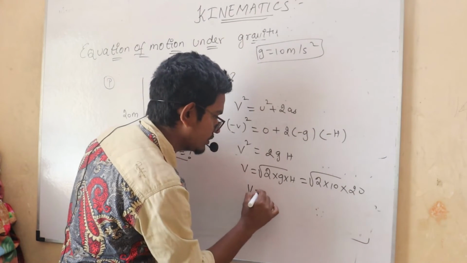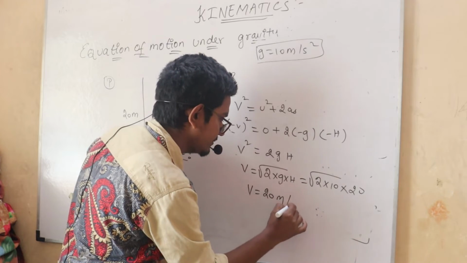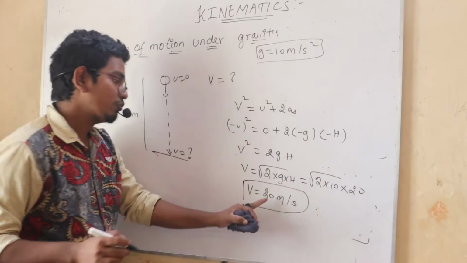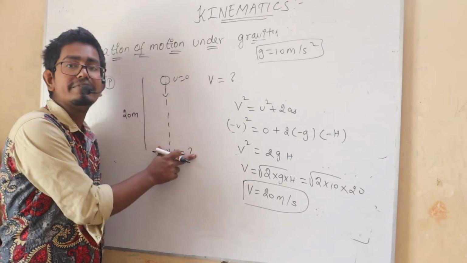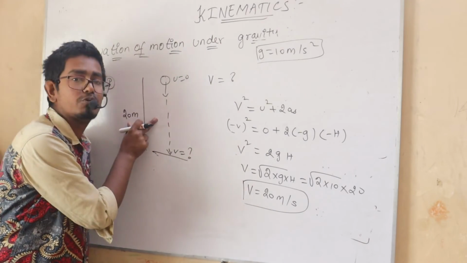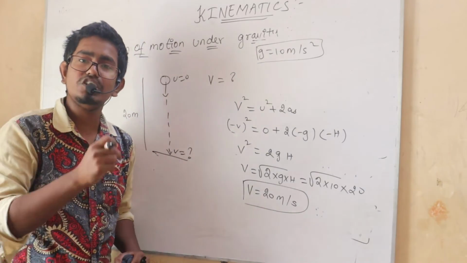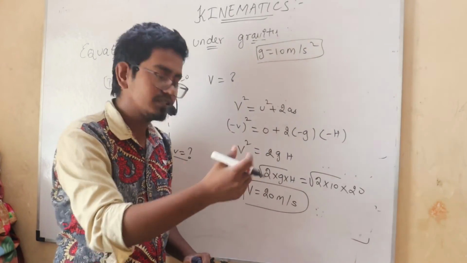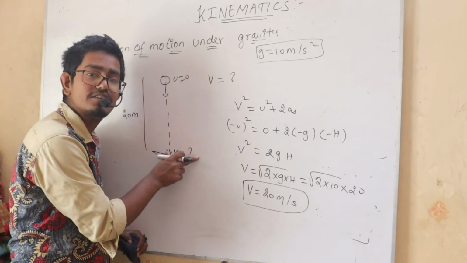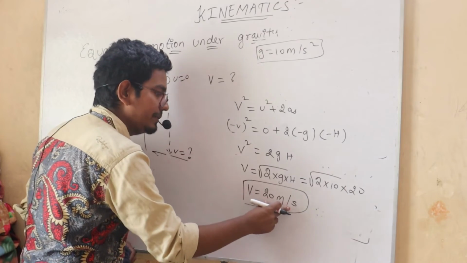That means v is equal to 20 meter per second. So with a velocity of 20 meter per second, it is striking the ground whenever I am leaving the object from a height of 20 meters. If I am leaving the object from the top of a tower of 20 meters, then it will strike the ground with a velocity of 20 meter per second.